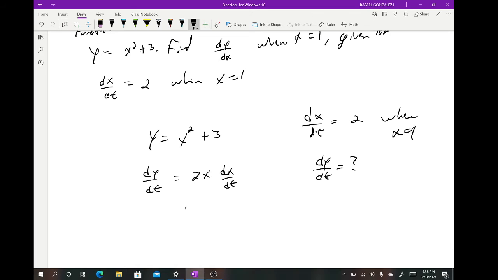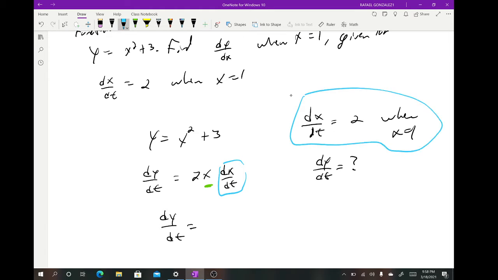And the derivative of any constant is 0. Now, we have the values for x and for dx/dt right up here. So we can simply plug in and we will get the result for dy/dt. So 2 times 1 times 2 is equal to 4. So dy/dt is equal to 4.